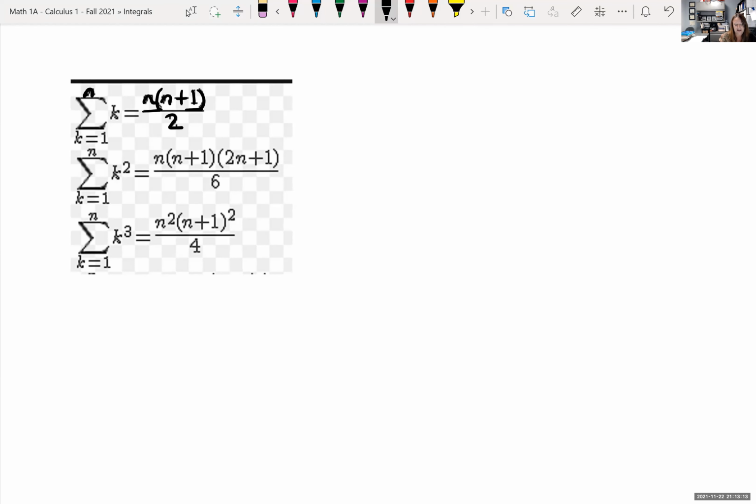If we were summing k equals 1 to n of k squared, we can use a formula to do this. This is how far we're going in, n, all times n plus 1, all times 2n plus 1, and we're going to divide that by 6. And if we were summing k cubed from 1 to n, that's the same thing as n squared, all times n plus 1, quantity squared, all over 4.